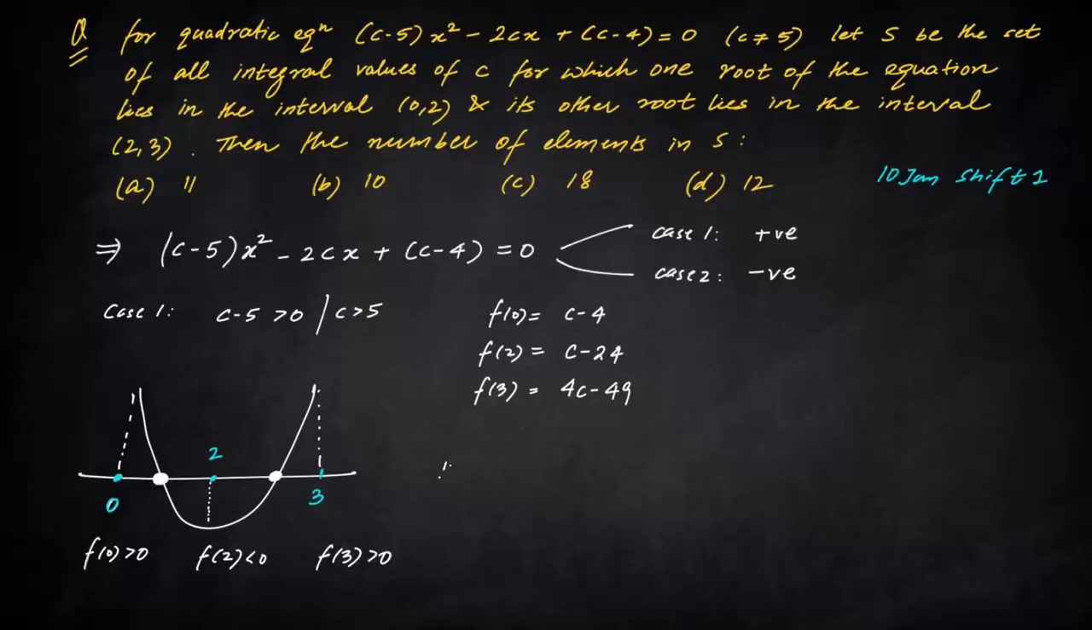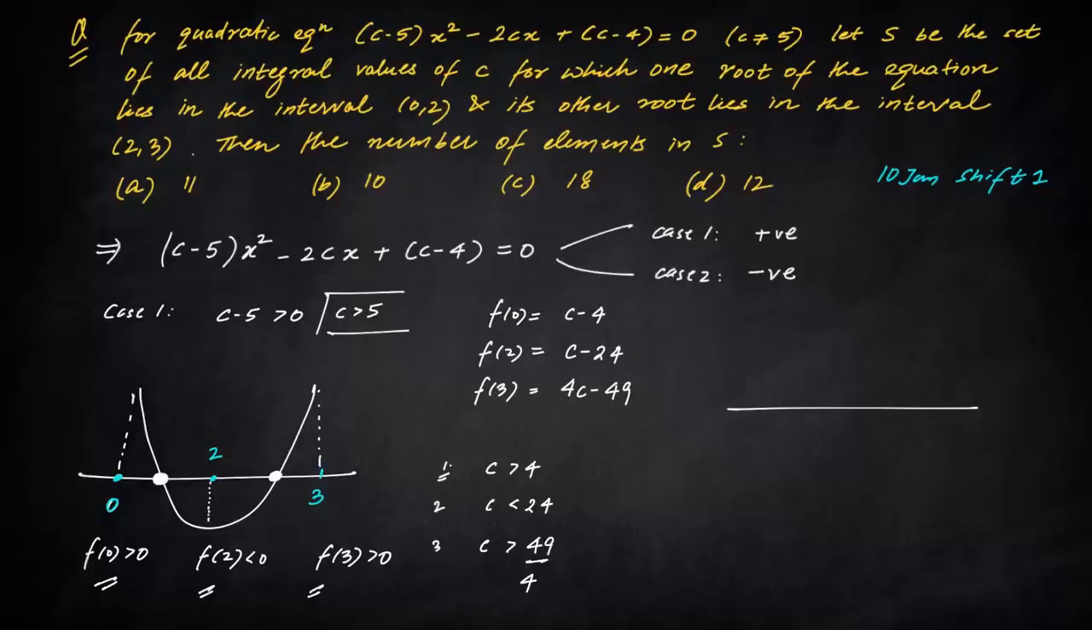That is F0 greater than 0. So this will say c should be greater than 4. Second condition is F2 should be less than 0, so c should be less than 24. Third condition is F3 should be greater than 0, that means c should be greater than 49 by 4. And do not forget the initial condition, c should be greater than 5.